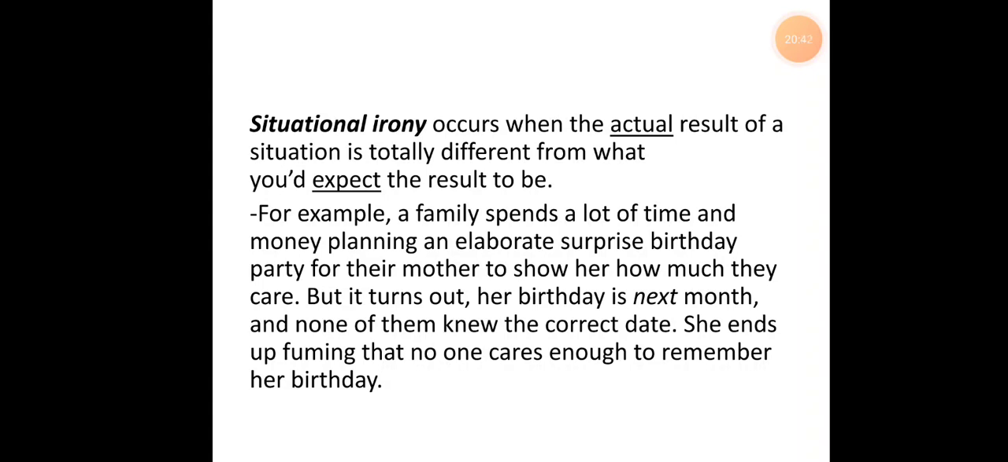But then, when it is the day and she comes back from, for example, work, they discover that they were mistaken and her birthday is next month. So how would the mother feel? She would feel horrible, because it means that you don't care about her and you didn't know the time of her birthday. So you wanted to make her happy, but actually that situation made her feel sadder. Okay, so this is the situational irony.